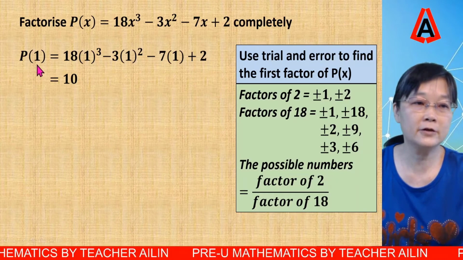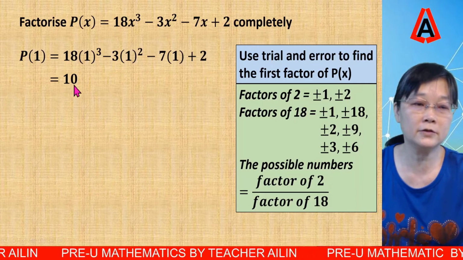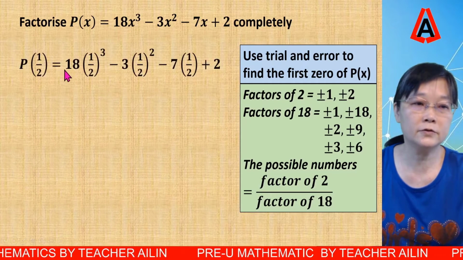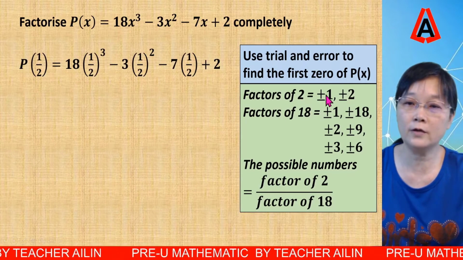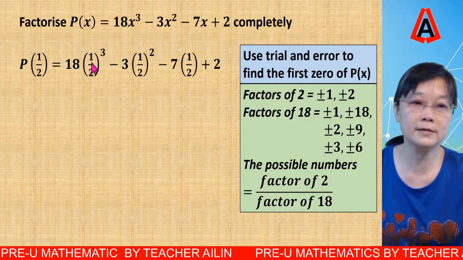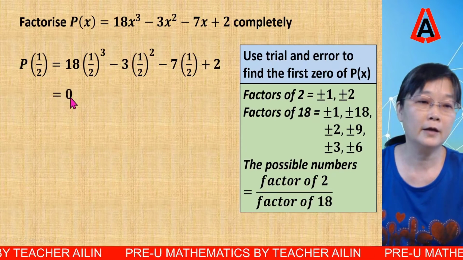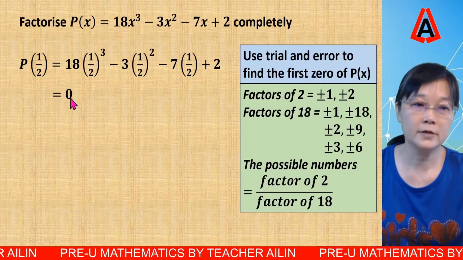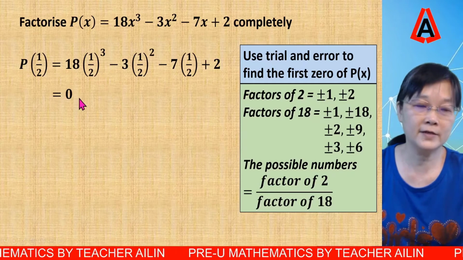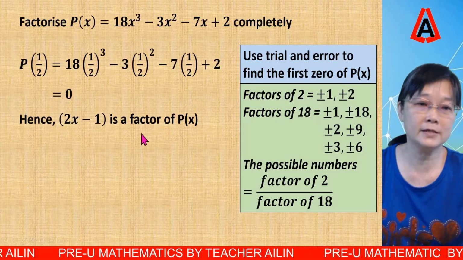For the first choice, when I substitute 1 over 1, that is 1, I find that it is not equal to 0, so I ignore the 1. So now I continue to the second choice. I try 1 over 2. So when I try 1 over 2 and substitute x equals 1 over 2 into the polynomial, when I calculate, I find that it is equal to 0. So once I get this equal to 0, it means I get the first factor. So the first factor is 2x minus 1.